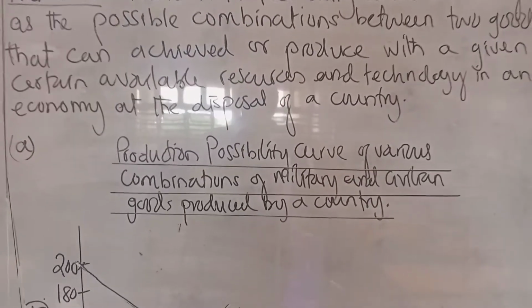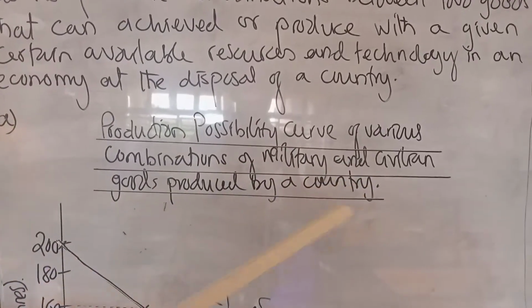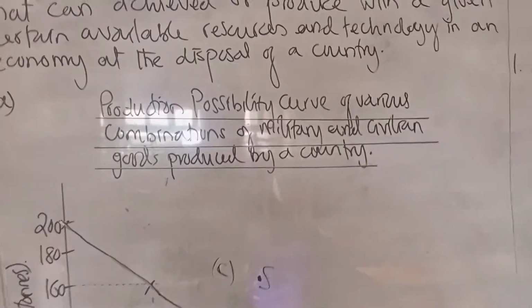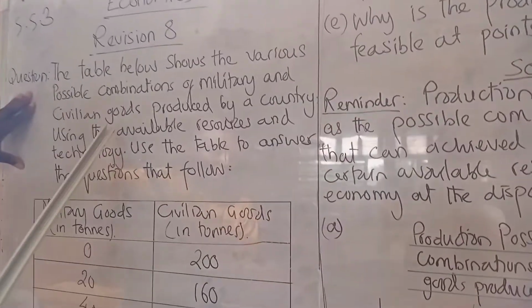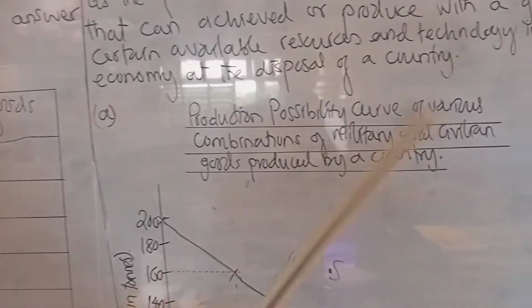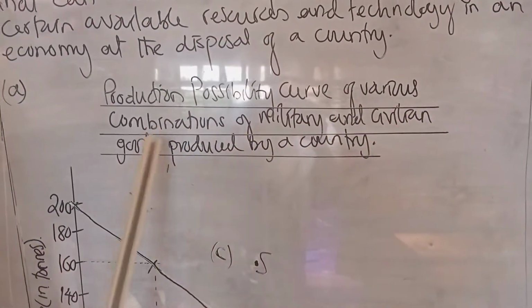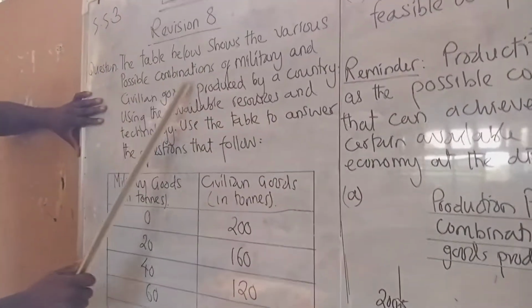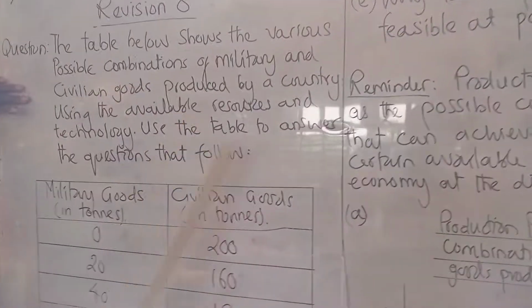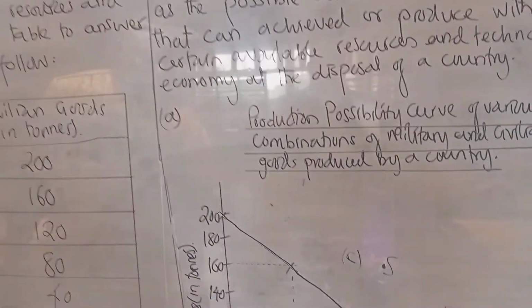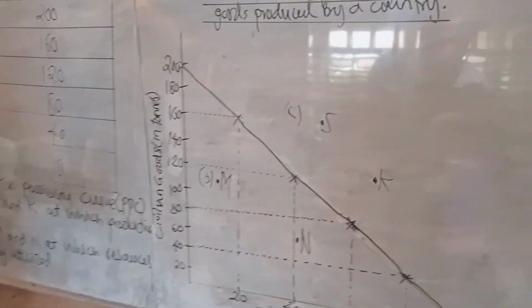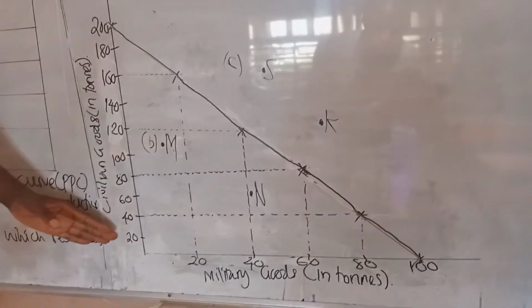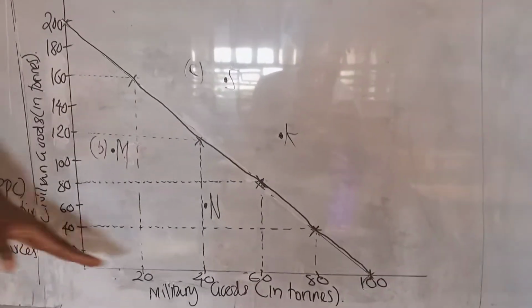In any graph in economics, the title is very, very important. You can derive the title for this graph from the question, from the information here. That is why we say: production possibility curve of various combinations of military and civilian goods produced by a country. Now you have your y-axis and your x-axis. You use the data given here to plot, so you choose a very suitable scale with a constant number.